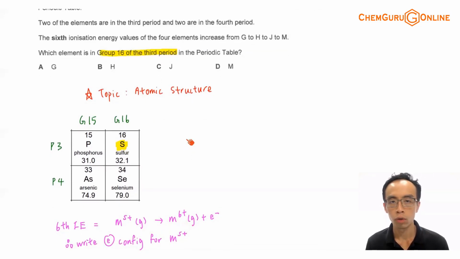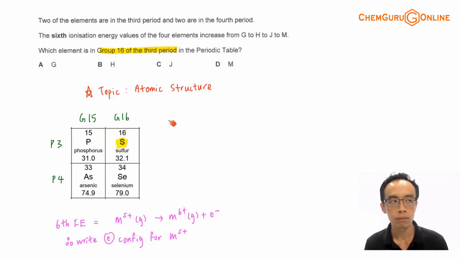Now, first thing is, we know that the question is telling me there are 4 elements, 2 in group 15, 2 in group 16, and 2 of them are in period 3, 2 of them are in period 4. So basically, we are able to identify my 4 elements. It will be phosphorus, sulfur, arsenic, selenium, involving period 3, period 4, group 15, group 16. So I've just isolated them. I know that one of them is G, one of them is H, one of them is J, one of them is M. Now, which one is which? We have to determine, correct?